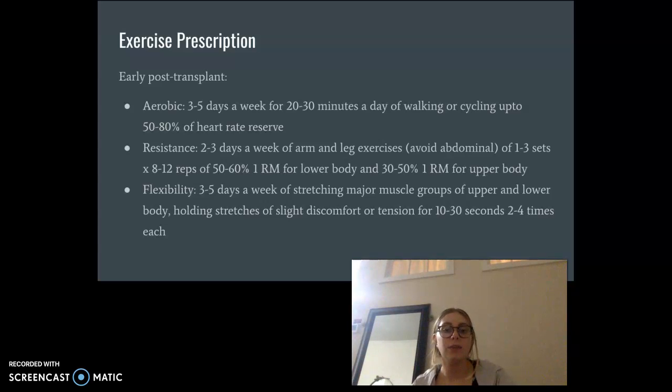And then lastly, for flexibility, I just have him doing 3 to 5 days a week of stretching of his major muscle groups in his upper and lower body. And then just holding that stretch until there's a slight discomfort or tension. And then doing that for around 10 to 30 seconds, 2 to 4 times each.